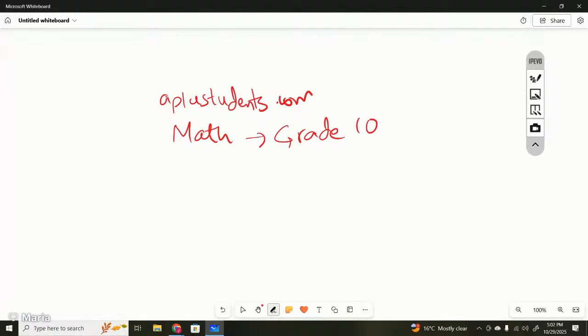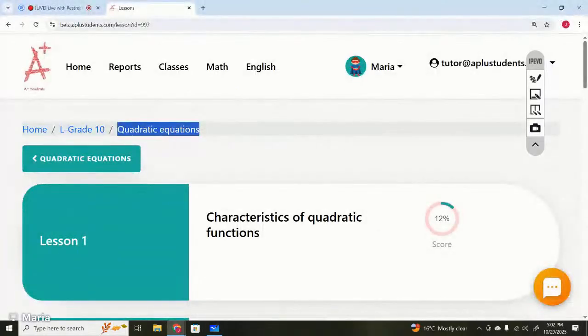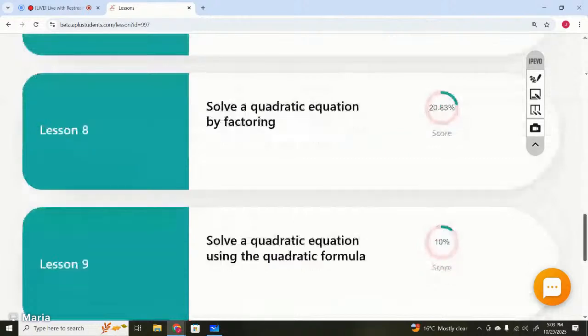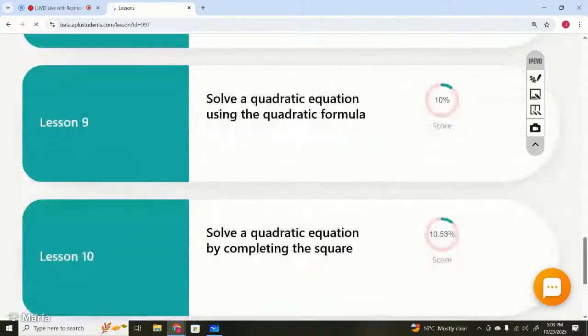There you can find a list of the chapters. We're going to start with the lesson that is quadratic equations. Let's just start with the lesson that is solve using the quadratic formula.